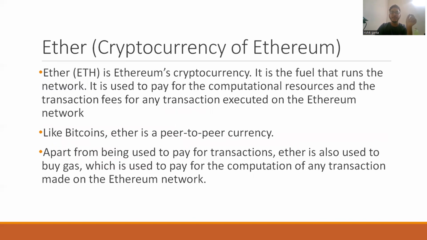Ether. Ether is the cryptocurrency of Ethereum. It is the fuel that runs the network. It is used to pay for the computational resources and the transaction fees for any transaction executed on the Ethereum network. Like Bitcoin, Ether is a peer-to-peer currency. Apart from being used to pay for transactions, Ether is also used to buy gas, which is used to pay for computation of any transaction made on the Ethereum network and to run the EVM, the Ethereum virtual machine.